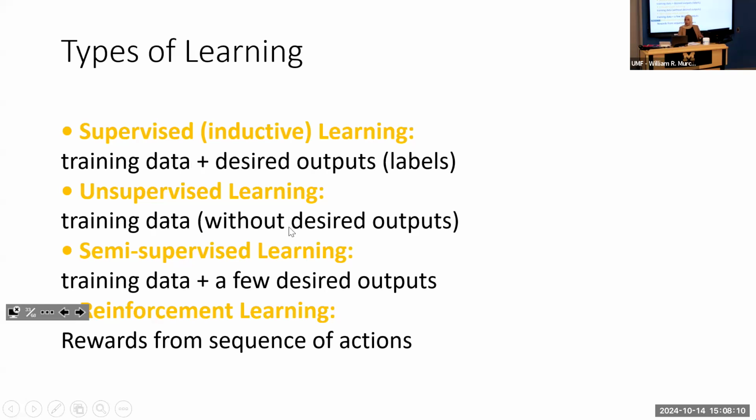For the unsupervised learning, there is no desired output. There is no information about the class. And for the semi-supervised, some of them are there and some are not. So there is information about a few desired outputs. However, for the reinforcement learning context, rewards come from a sequence of actions, okay, from the experience.